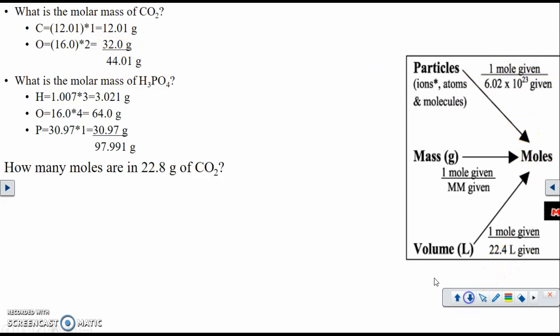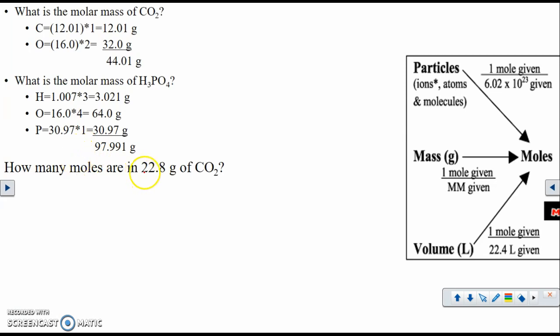So let's do a couple of mathematical examples. Let's look at this one. This is not a very straightforward number, right? How many moles are in 22.8 grams of CO2? The first thing you do is you identify where you're starting from and where you're ending. What is given is 22.8 grams of CO2. Grams is mass. And what is being asked is moles.